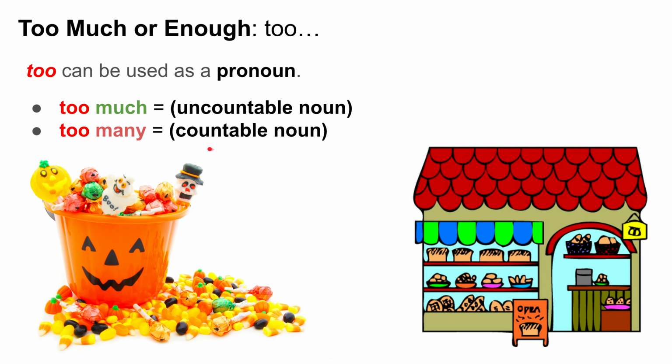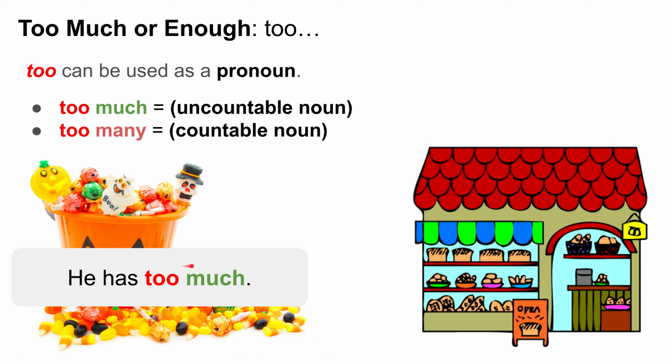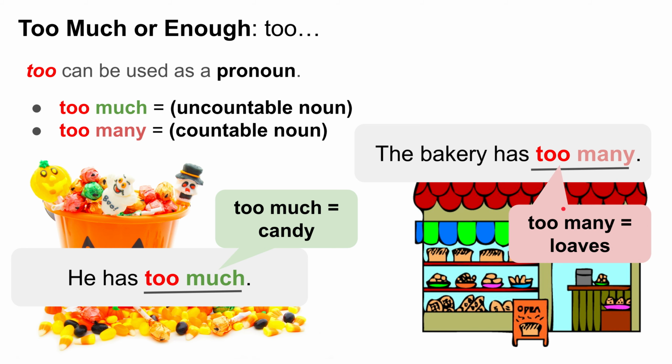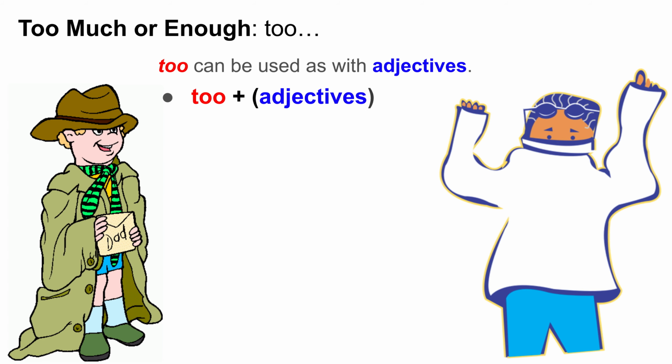Okay, moving forward now. Too can also be used as a pronoun. If it's too much, then it's an uncountable noun. If it's too many, it's a countable noun. For example, here, the same example with candy, but we say he has too much. Well, what is too much? Here, too much equals candy. And here's the bakery again, the same bakery. So we can say the bakery has too many. Too many what? Too many loaves. Too many equals loaves. So you can see here how we can use too much or too many as a pronoun.